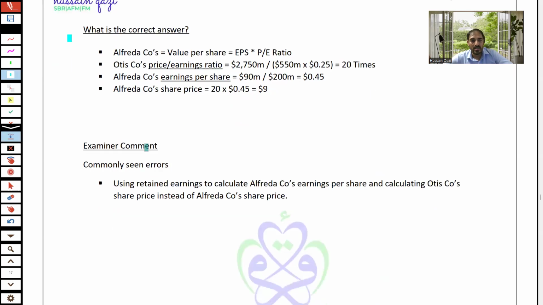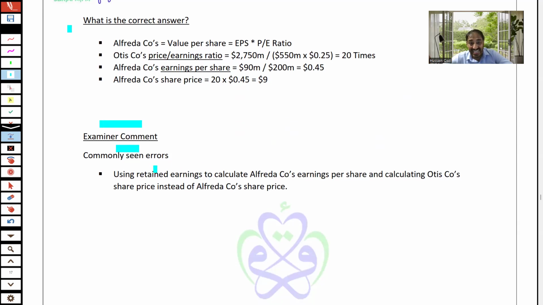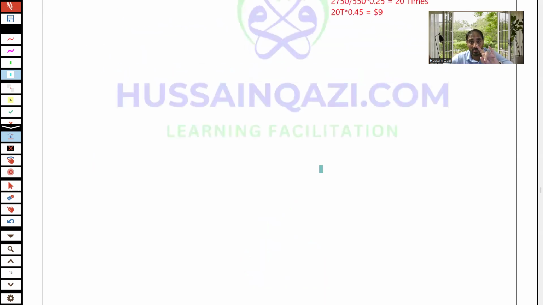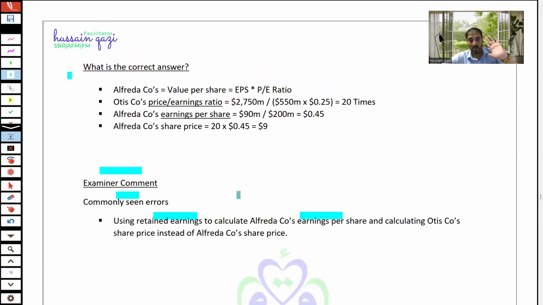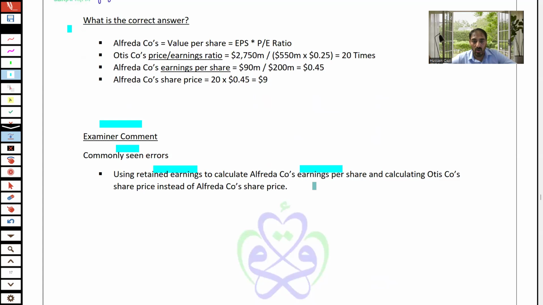Here is the answer. Examiner comments, commonly seen errors: using retained earnings to calculate earnings per share. That's wrong. No, earnings per share is always calculated from profit after tax, whatever profit is earned by the company, before distributing the dividend. It's not about the retained earnings. Okay.